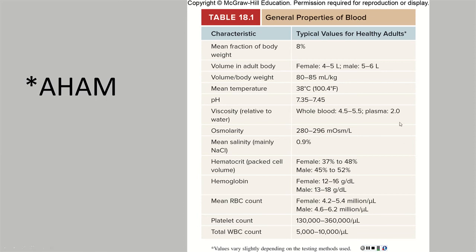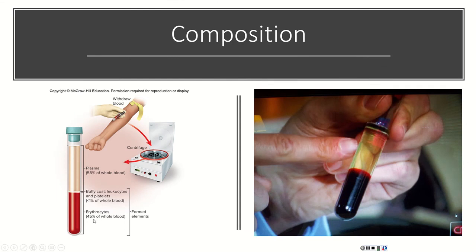But I would like you to know that the mean fraction of body weight, blood, makes up about 8% of your body weight. I would like you to know pH 7.35 to 7.45, and we're going to talk about that a lot this semester. I would like you to know what I said a moment ago, that hematocrit is about 45% of whole blood.